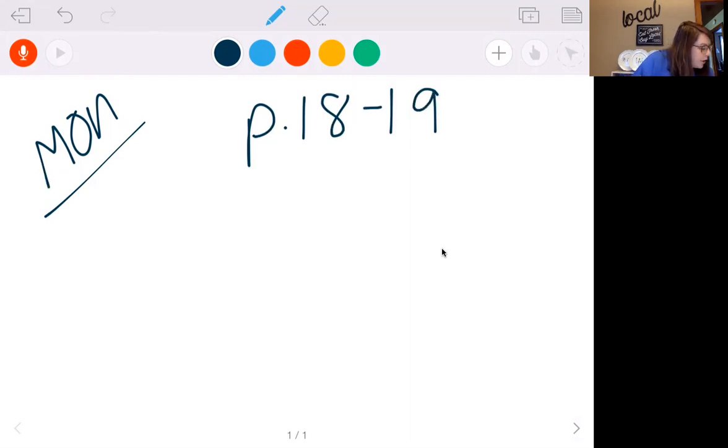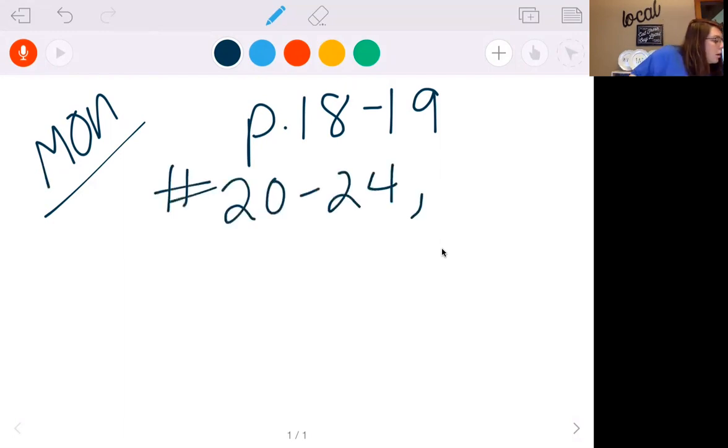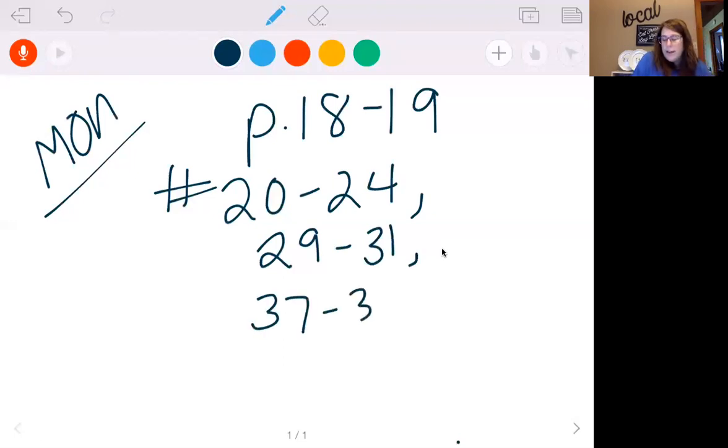We're going to do numbers 20 through 24, 29 through 31, and 37 through 39. So let's look at these together real quick. 20 through 24 is finding the missing number. What these are working on is your addition properties and rules of subtraction.